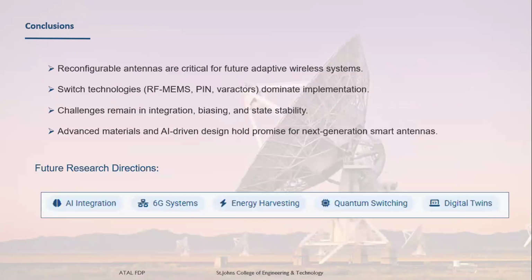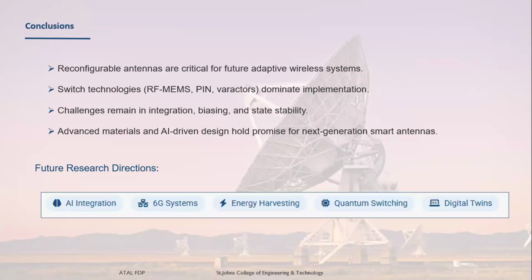Reconfigurable antennas are crucial for future adaptive wireless systems. Switching techniques like RF MEMS, pin diodes, varactor diodes, definitely they can use them for controlling the frequency. But the challenges remain integration. How do you integrate into the devices is a challenge. Biasing is a challenge. Stability is a challenge. But advanced materials and AI-driven design hold promise for the next generation smart antennas.